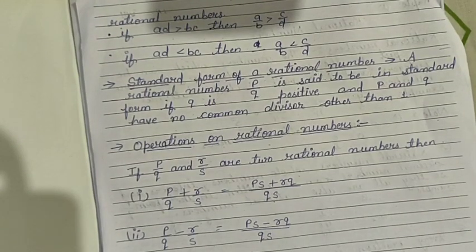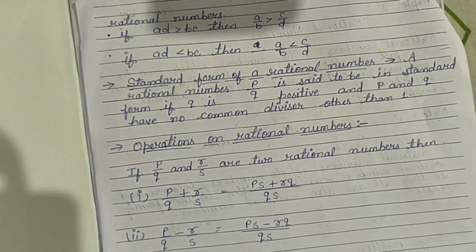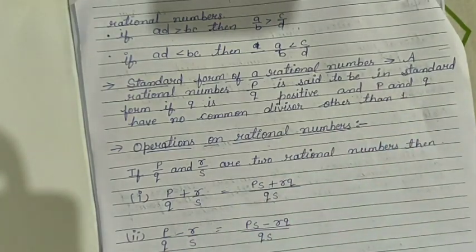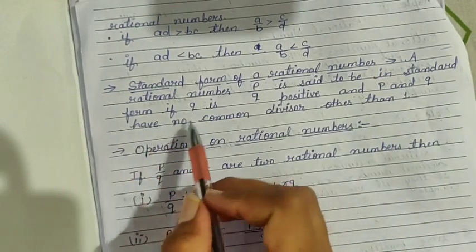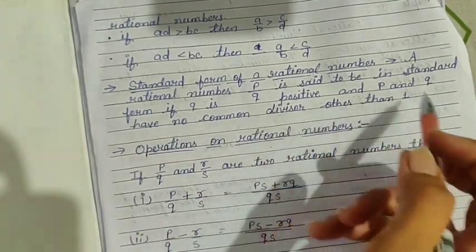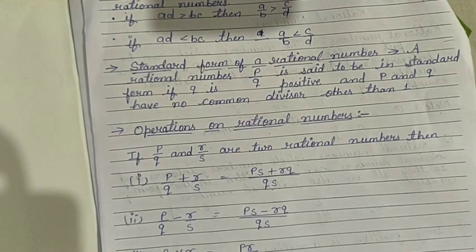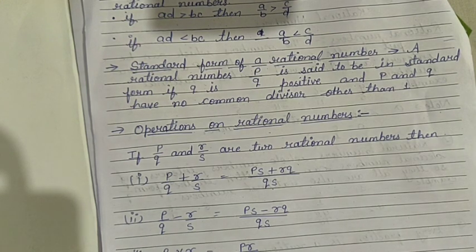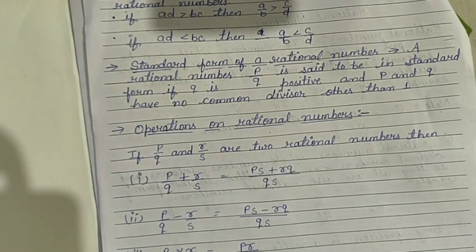Standard form of a rational number. Students, you did it in your previous classes. Then how can we find the standard form? A rational number p upon q is said to be in standard form if q is positive and p and q have no common divisor other than 1. To find the standard form of a rational number, firstly we will find their HCF, and after finding their HCF, we will divide both the numerator and denominator by that HCF.